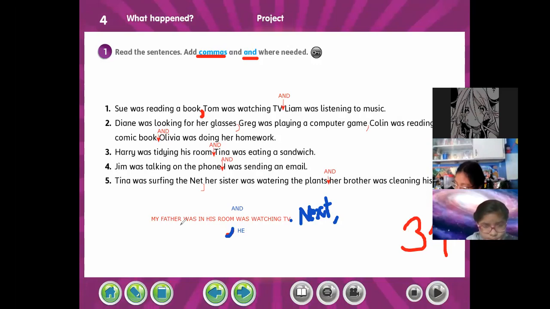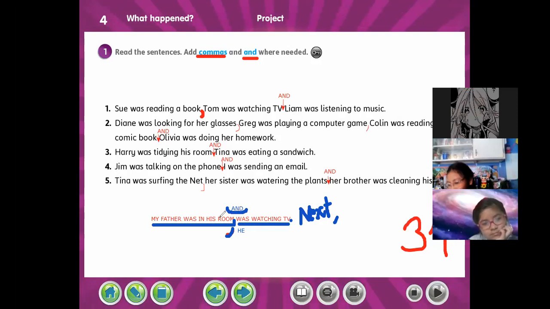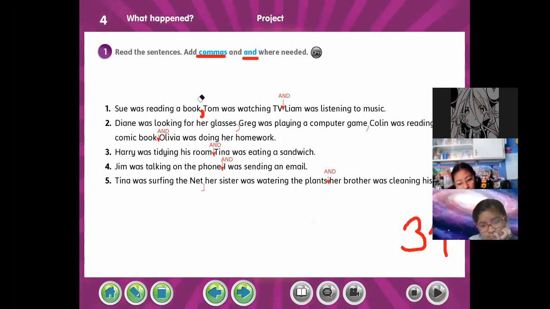Remember, separate your ideas. Tienes que separar las ideas porque son distintas ideas. Si son ideas similares, pero tienes que usar un conector. And. My father was in his room and was watching TV. And he was watching TV. Okay? But not like this, not without commas. Remember this in your writing, huh? Okay, this is one. We finish with this. Let's go to the next activity.